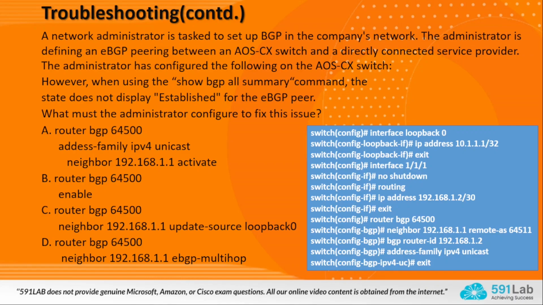Option D, eBGP multi-hop would be useful in cases where eBGP neighbors are reachable through one or more routers in between. Other scenarios would be when using the loopback IP as the neighbor's IP. Since loopback IP is not on the directly connected link, this command has to be used. But in this question, it is not required as they are directly connected neighbors via /30 subnet. So this is not correct. So correct answer is option A.